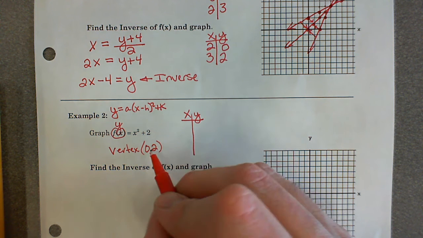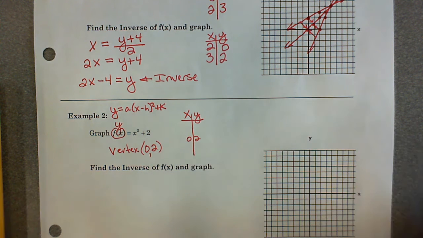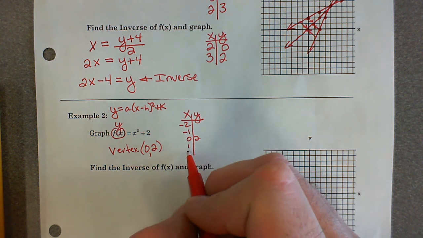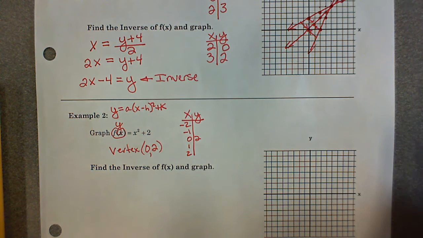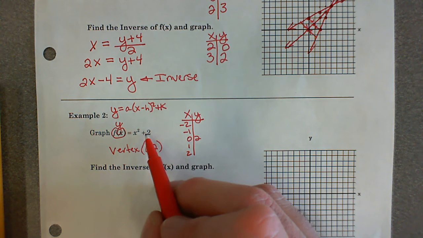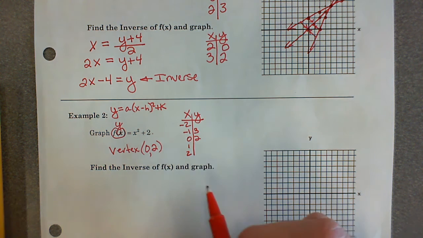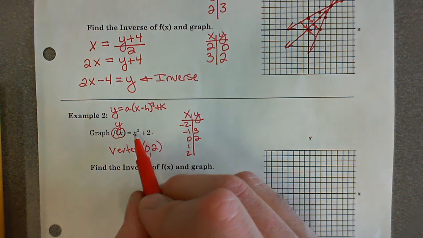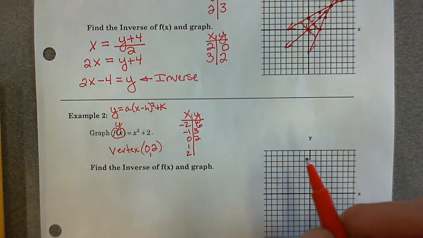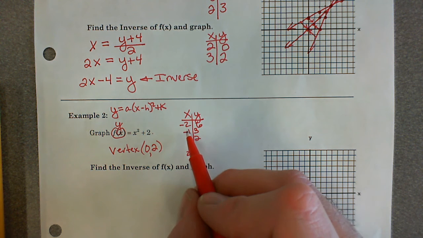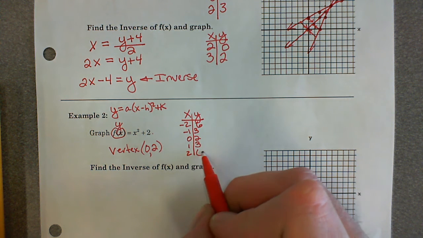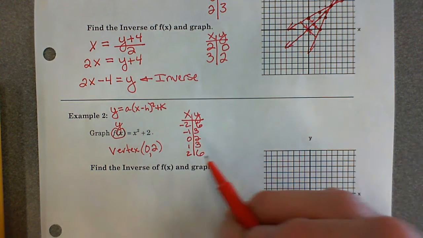So we have put our vertex in the middle of our chart. Now we need a couple smaller values and a couple larger values. If we plug -1 in, -1 squared is 1 plus 2, that gets you a 3. Plug -2 in here, -2 squared is 4 plus 2 is 6. Now using symmetry, 1 should be the same as -1, and 2 should be the same as -2. So now we've got our points.